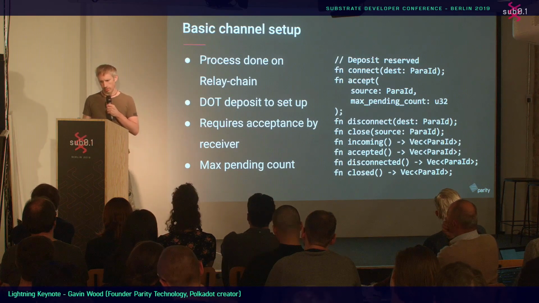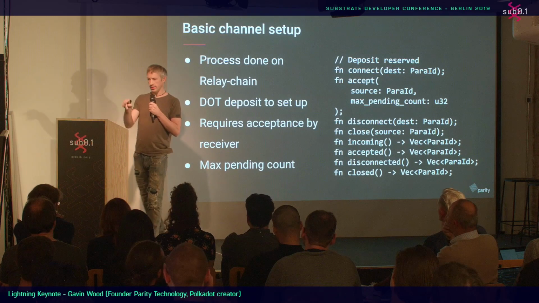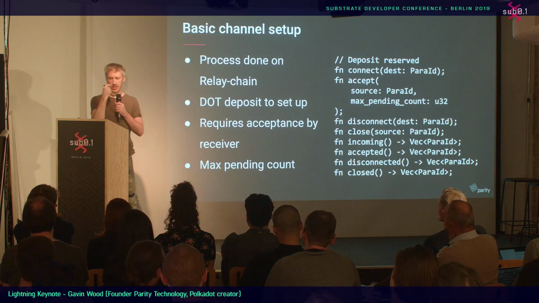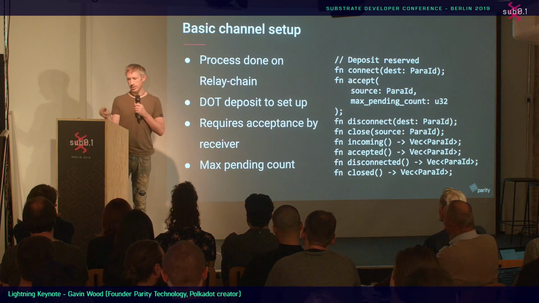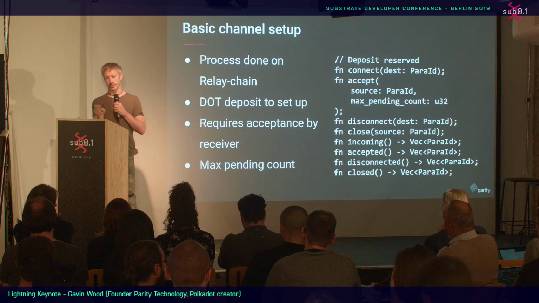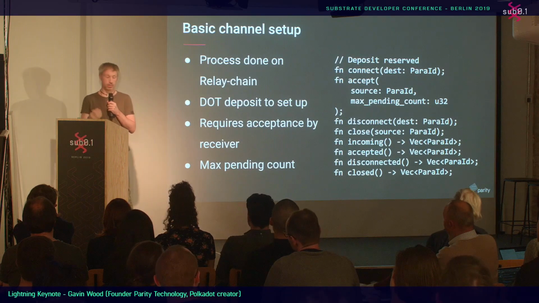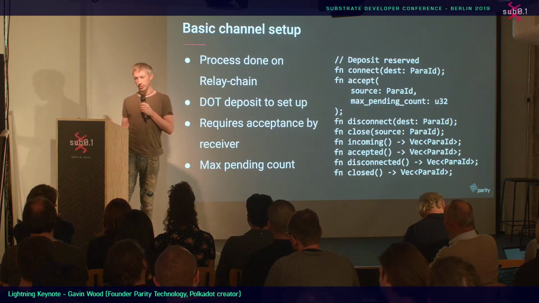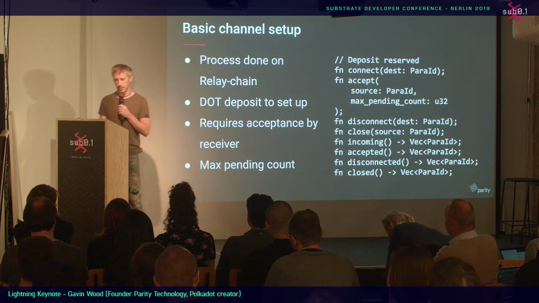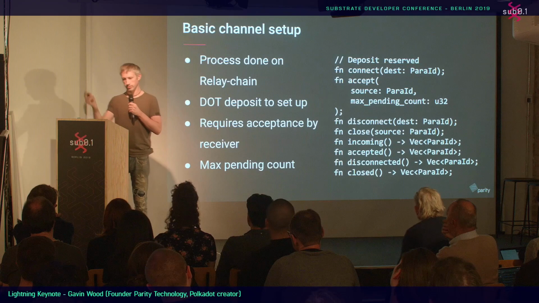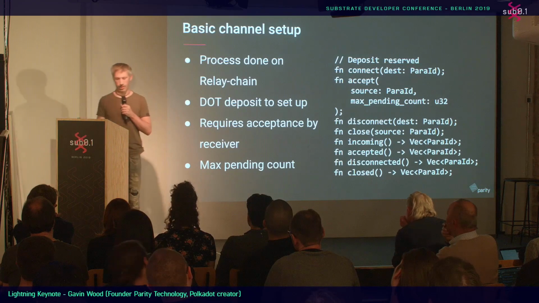Yeah, I think that's probably it. So connect and accept: the sender would attempt to connect, and then at some point later the receiver would check to see what the incoming things are, and if it's got any, it would see if it wants to accept messages from them. If it does, it would accept that para ID, and it could also disconnect from the para ID if it didn't want to.